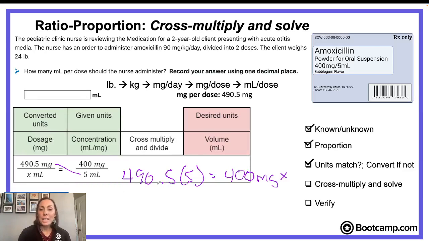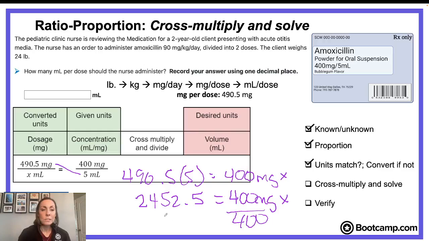And what's 490.5 times 5? Did you get 2,452.5 equals 400 milligrams X. So now we have to divide, right? We got to get that X alone. So we divide both sides by 400 to solve for X.